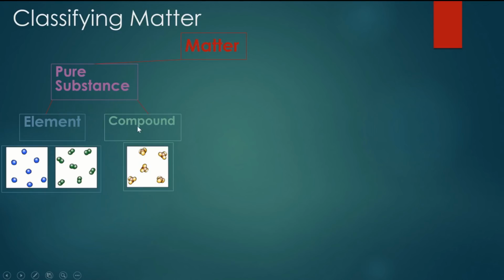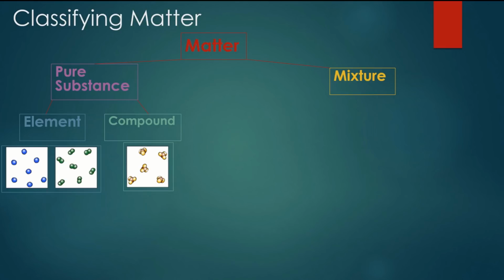Pure substances could also be compounds. Now, as long as we have the same compound, even though we notice we have an orange molecule in the middle and 3 yellows going around the outside, so we have different elements here, they're always in that 3-to-1 ratio. So it's always the same compound, and we have nothing but that compound. So this is also a pure substance.